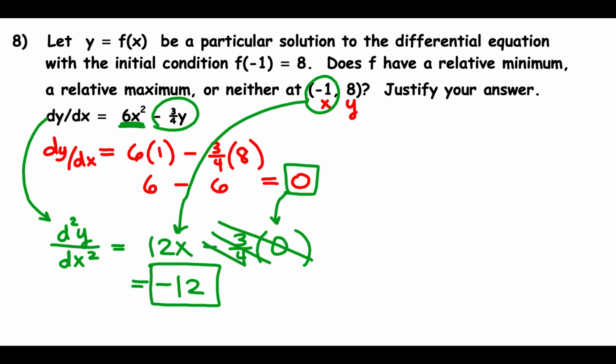So let me get this straight. The first derivative is 0. The second derivative is negative. Again, that's concave down. Just like the last problem, it's going to be another max.